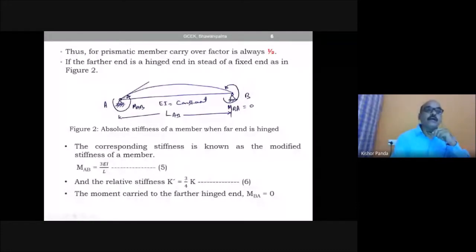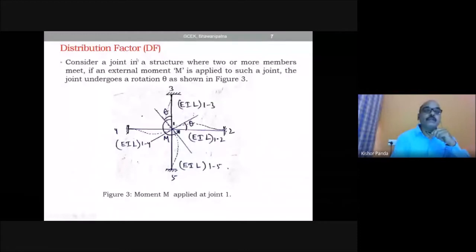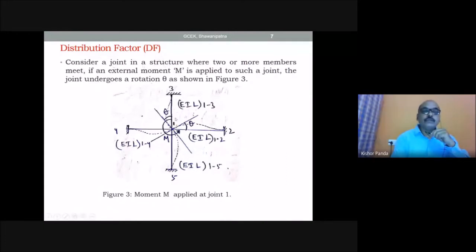Then coming to the distribution factor. So what is the distribution factor? Consider a joint. Here you see this is a joint in a structure where two or more members meet. So here, how many members meet?